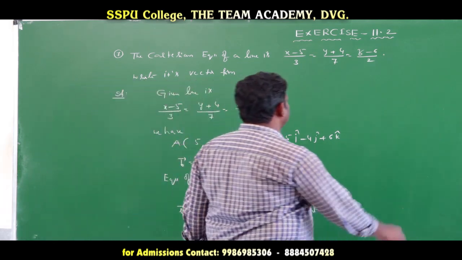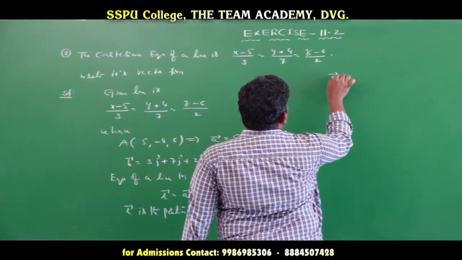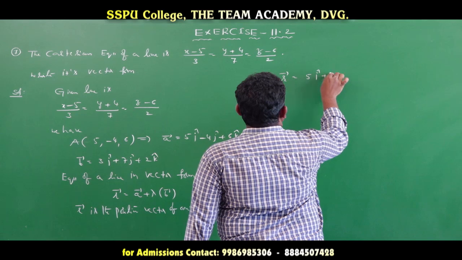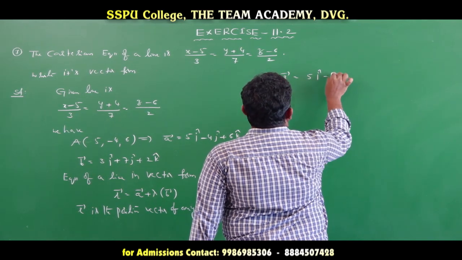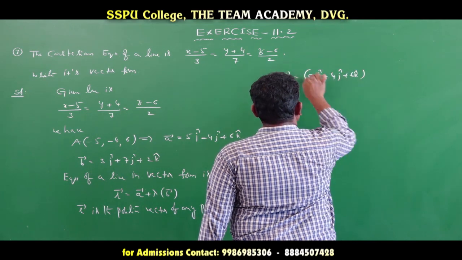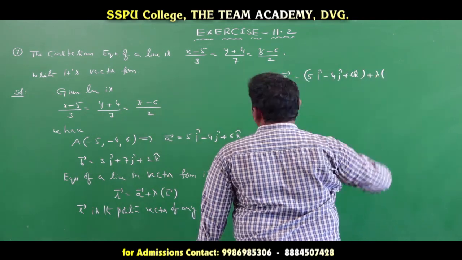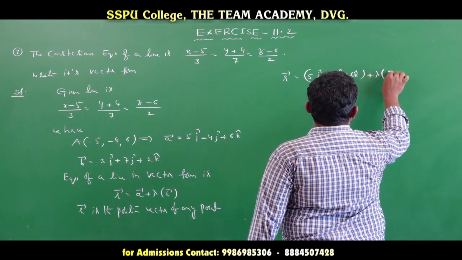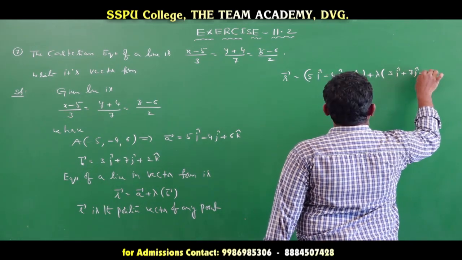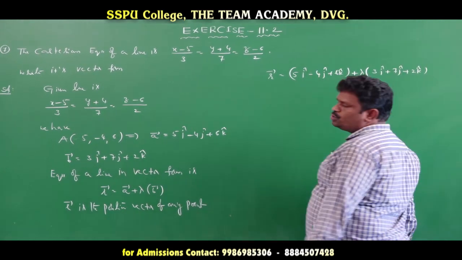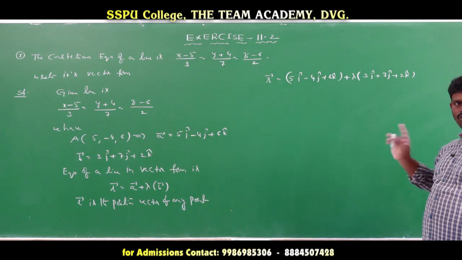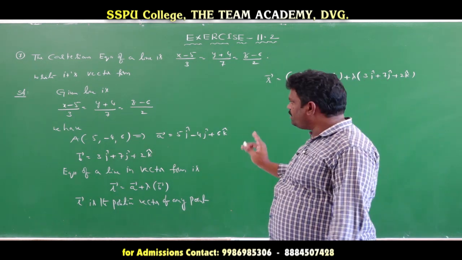So what we are doing here, r bar is equal to a bar, which is 5 into I cap minus 4j cap plus 6k cap, plus lambda into b bar, which is 3i cap plus 7j cap plus 2k cap. So this is the required equation of a line in vector form.